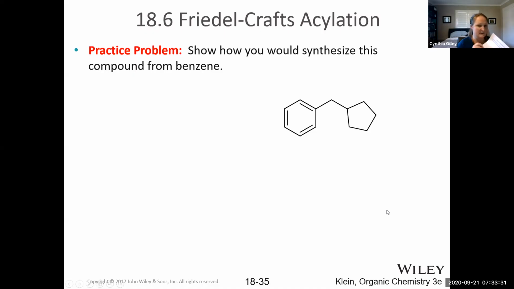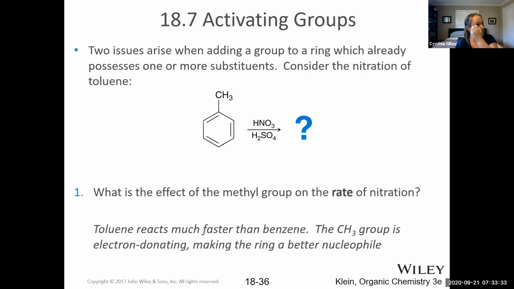Okay, going back to our slides, we are going to start talking about electrophilic aromatic substitution reactions where we're not using benzene anymore as the starting material. Instead, we're using substituted aromatic rings, right? So they have one or more groups already attached to the ring. So for example, when we do a nitration, which is an EAS reaction, on toluene instead of benzene, we actually want to think about two things.